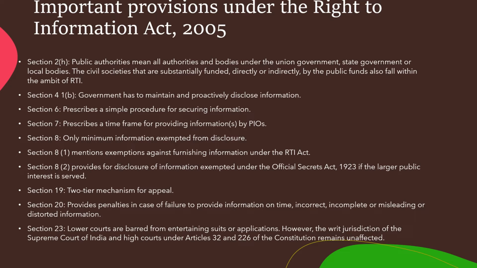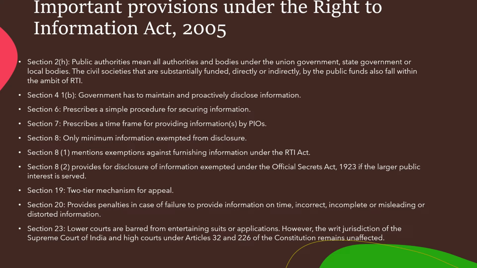Under Section 7, it prescribes a time frame for providing information by PIOs. That means that the government cannot take too much time to give information to the public. If there is any demand from the public to get the information, that time would be specified. So the government should meet the deadline, and within that deadline, by the last day, the government should give the information to the public. It should disclose the information.